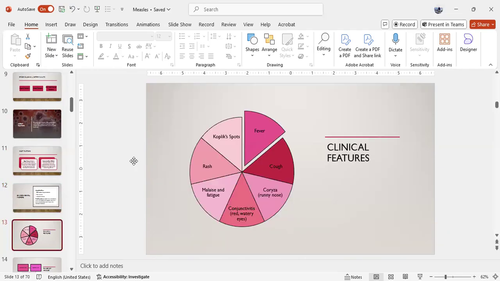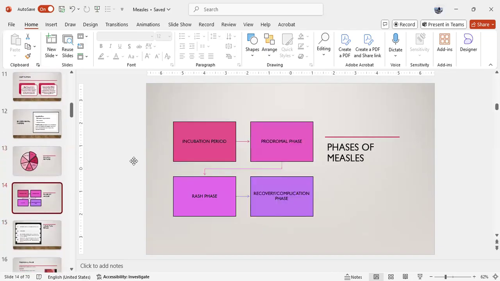Moving forward to the clinical features, a person suffering with measles can present with fever, cough, coryza, that is runny nose, conjunctivitis, red watery eyes, malaise and fatigue, rash, and Koplik spots. Phases of measles, the 4 phases: incubation period, then prodromal phase, rash phase, that is also known as exanthem, and finally recovery or complication phase.